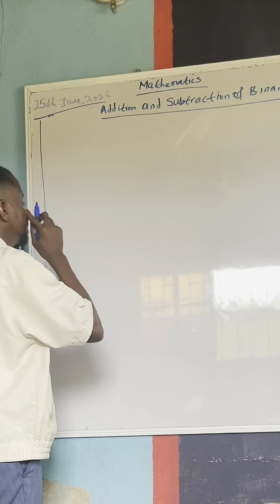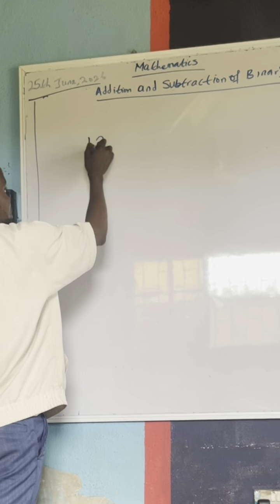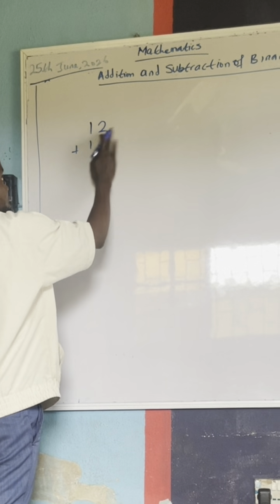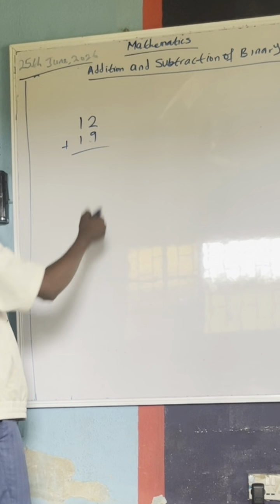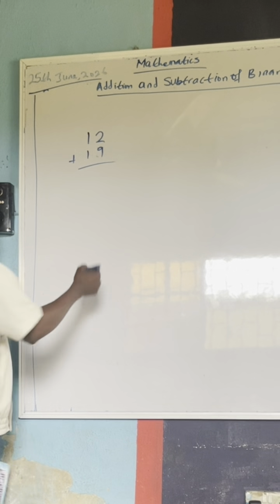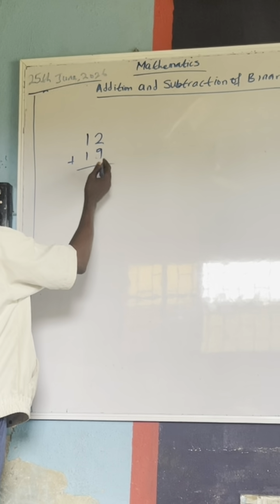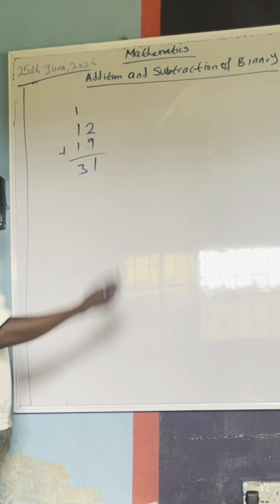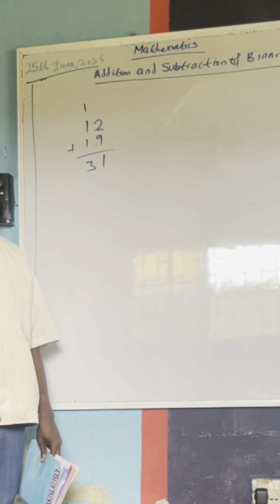Now, when you are adding, for example, if you want to add 12 plus 9, you will do 2 plus 9. You say it is 11. You write 1, then carry 1. Then you now say 1 plus 1 is 2, so it is 21. You understand now?